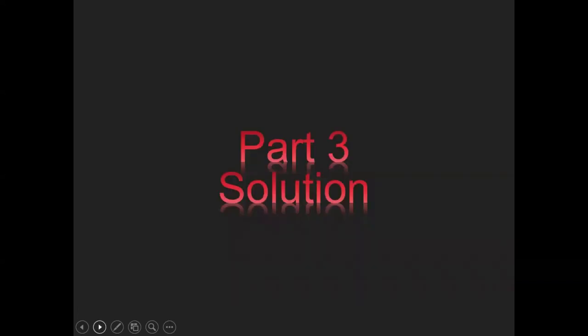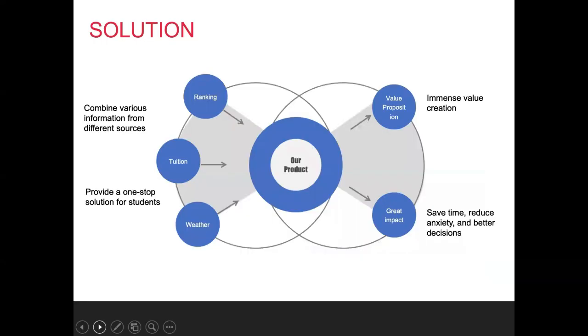So I will explain the solution. When we started with the solution, we decided to combine the various information from different sources. These sources are the ranking, which we got from web scraping, the tuition, which we got from an API, as well as the weather, which we got from an API. So these three factors would help students decide which universities to choose. And so this would provide a one-stop solution for students.